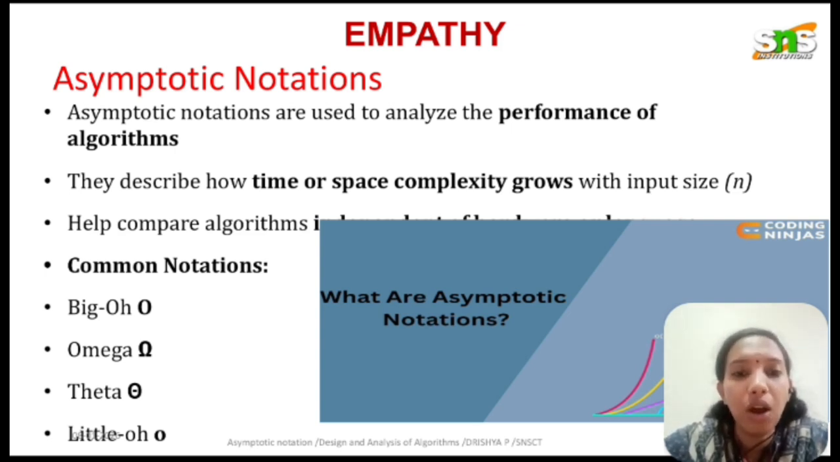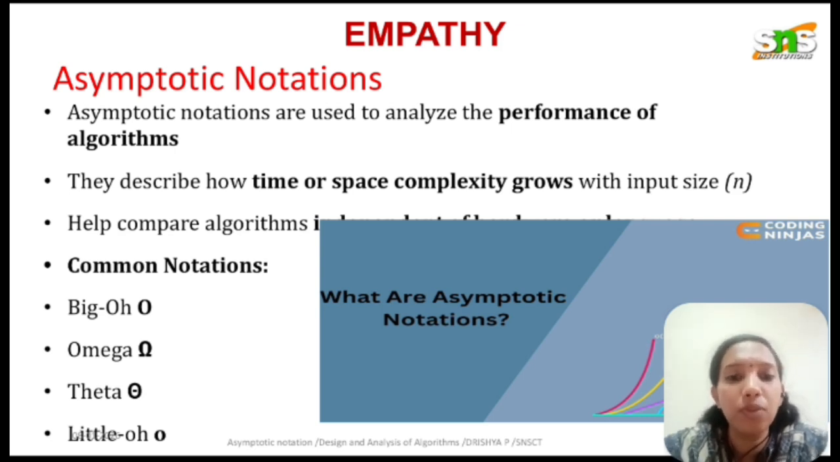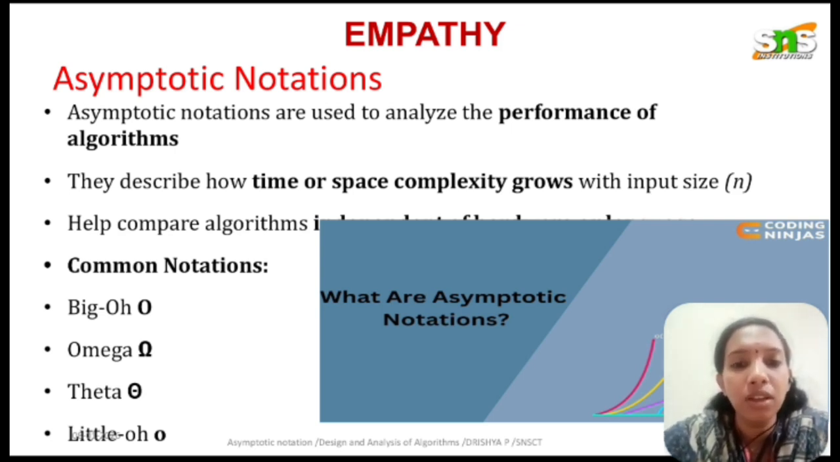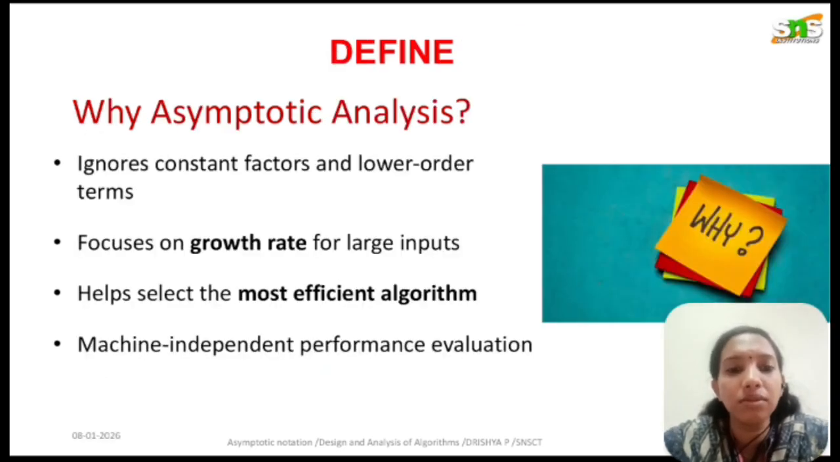They describe how time or space complexity grows with the input size. Common notations are big O notation, omega, theta notation, little o, etc. What is asymptotic notation? It is used to analyze the performance of an algorithm. The types of asymptotic notations are big O, omega, theta.